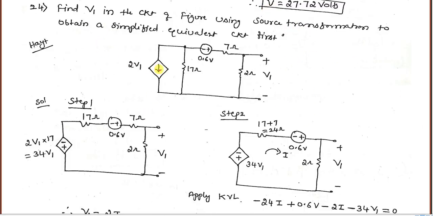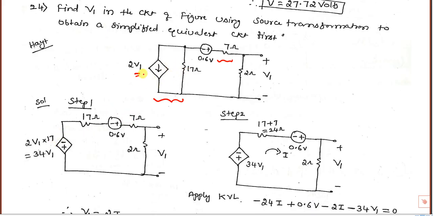The diamond shape is actually a current source whose value depends on V1. It is a voltage controlled current source. So it is a current source and it is in series with the voltage source. In order to simplify, we need to convert. In series we can add voltages, so we need to convert this one to a voltage source.